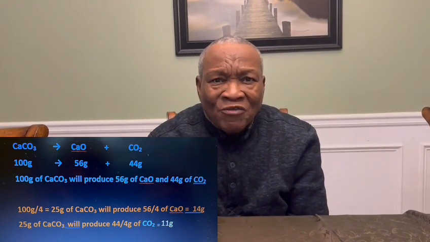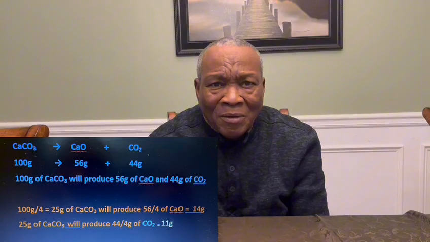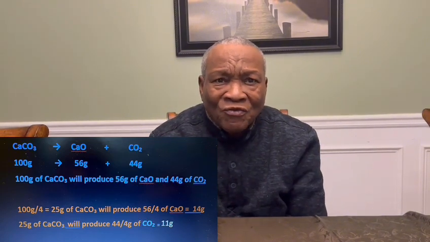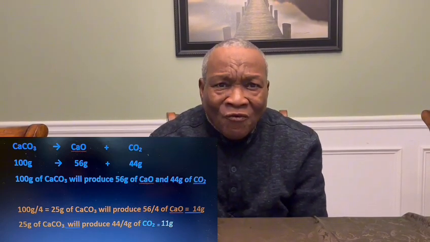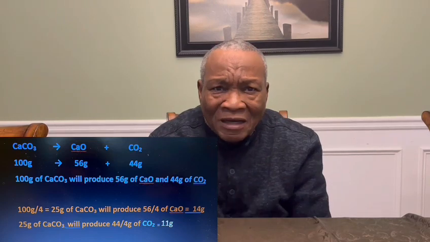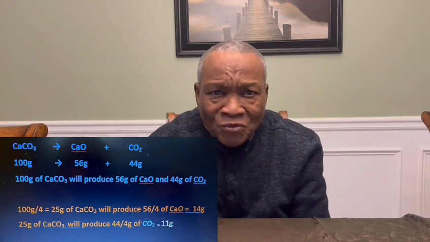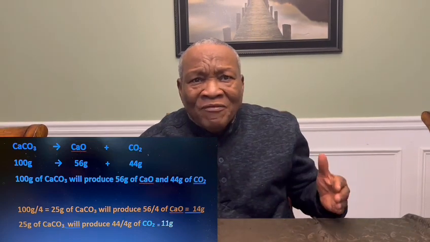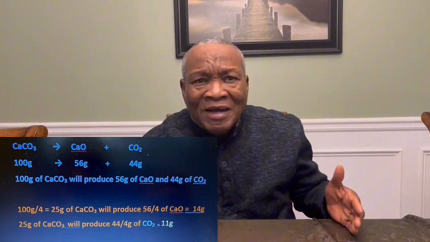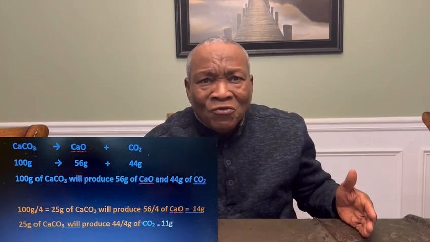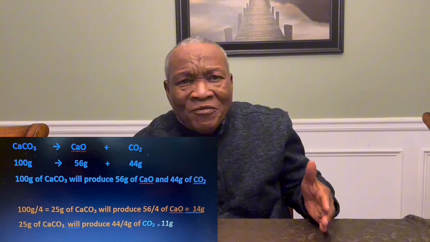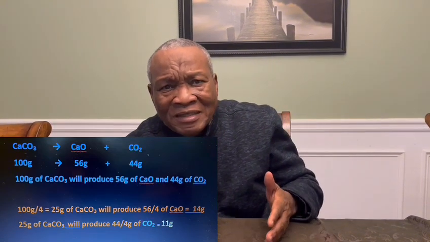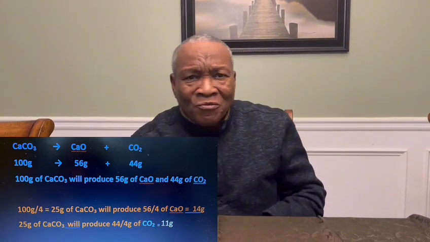If you are now given 25 grams of calcium carbonate, they say you should calculate the amount of calcium oxide and carbon dioxide that is going to be produced. 25 grams of calcium carbonate means that you have divided 100 by 4. So you also have to divide your previous answers for calcium oxide and carbon dioxide by 4.